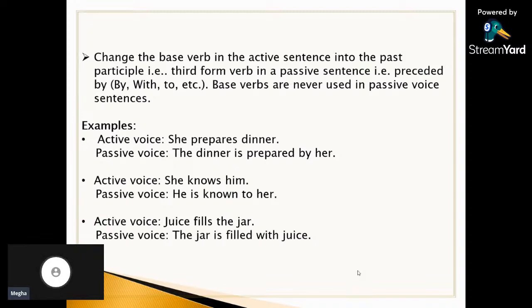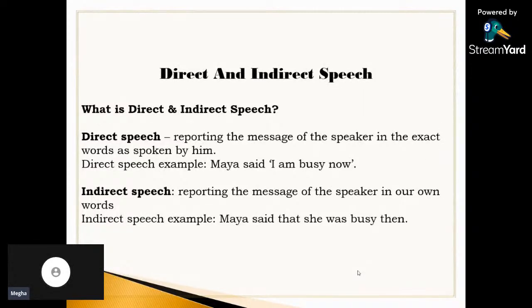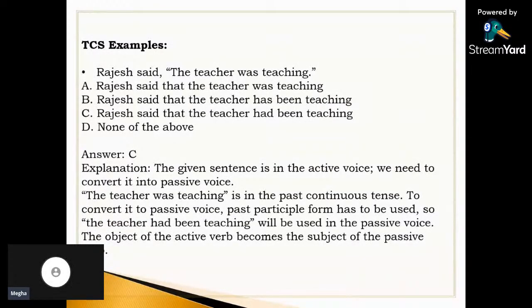So active voice: juice fills the jar. The jar is filled with juice. So these are the examples. So here, let's just take one more example.